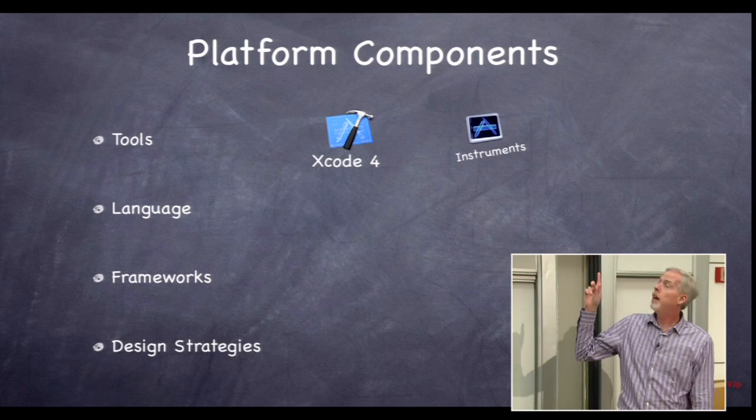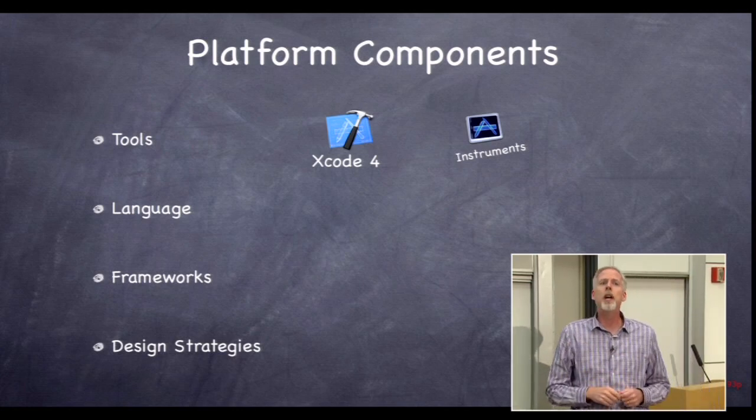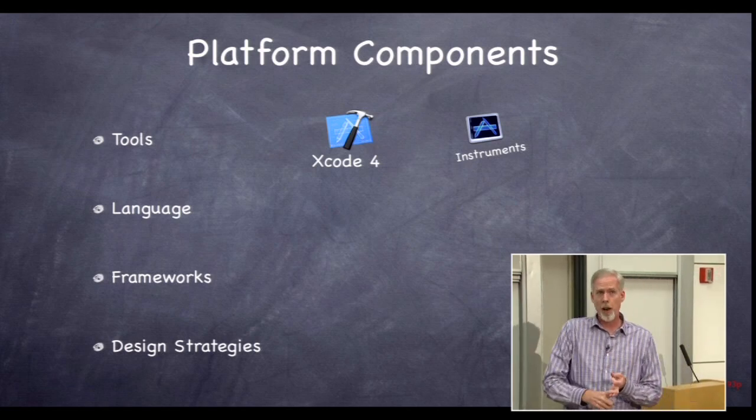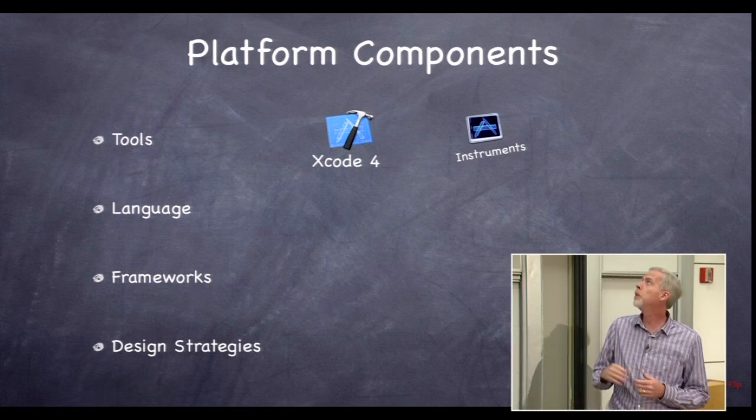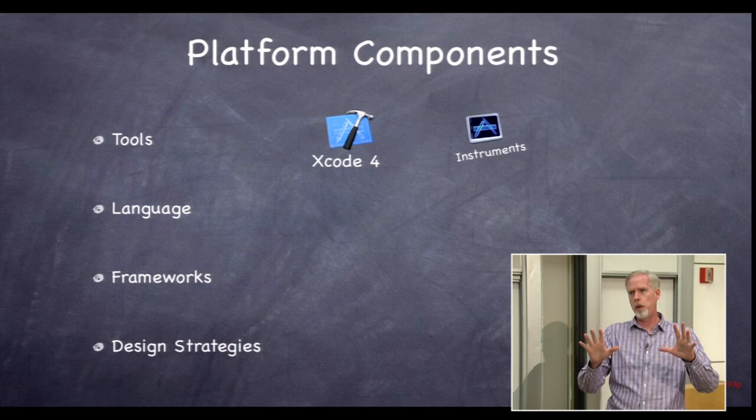There is this Instruments, which is almost like a plug-in, kind of attachment to Xcode that lets you measure what your application is doing, its memory usage, its performance, its graphics performance, things like that. So we'll talk a little bit about Instruments. But most of what we're going to do, we're going to be sitting in Xcode 4, okay?